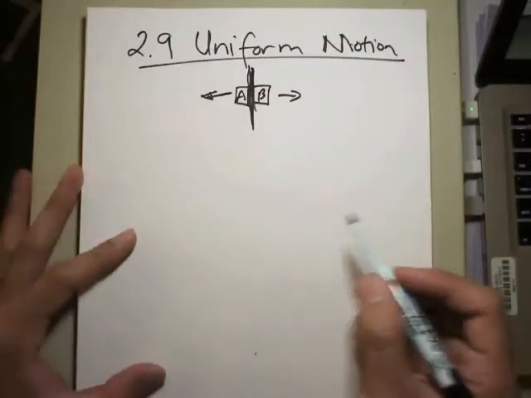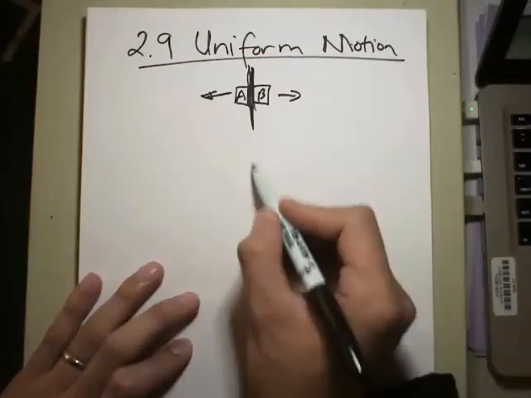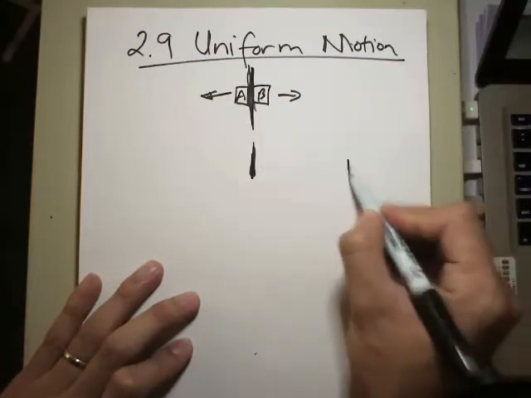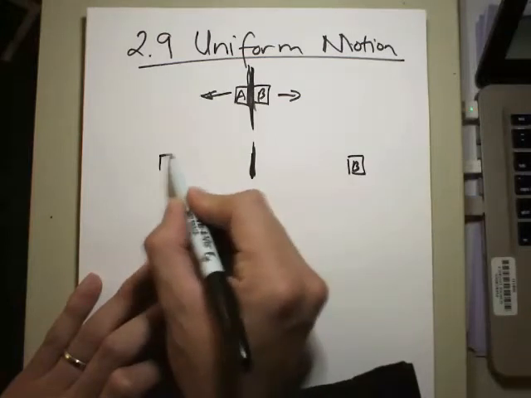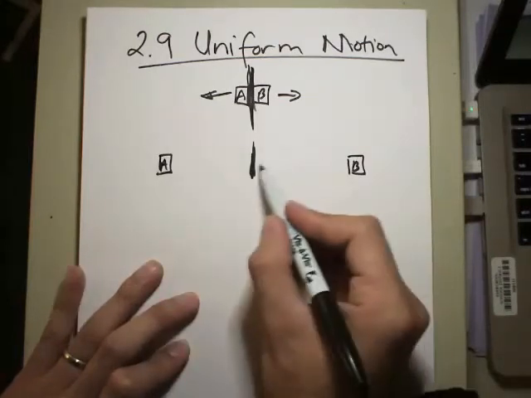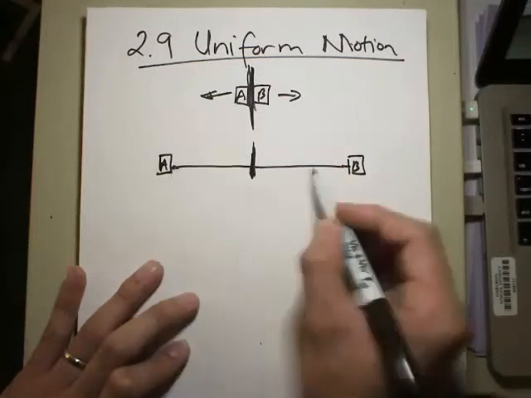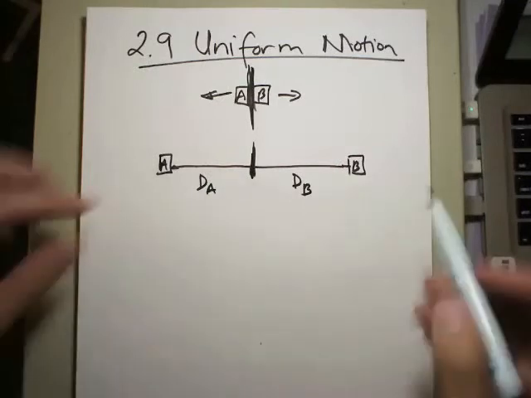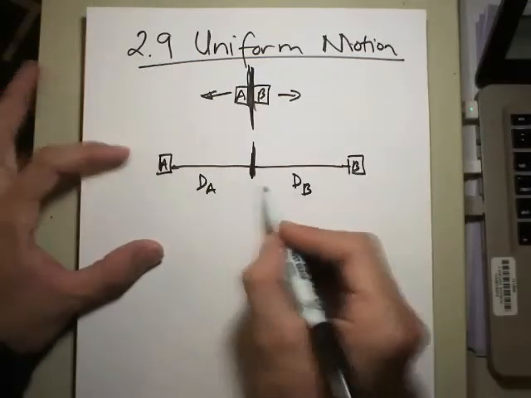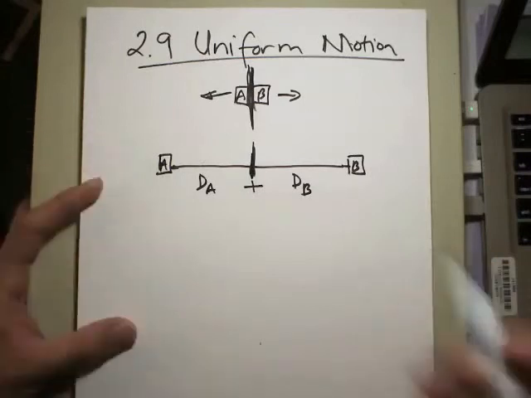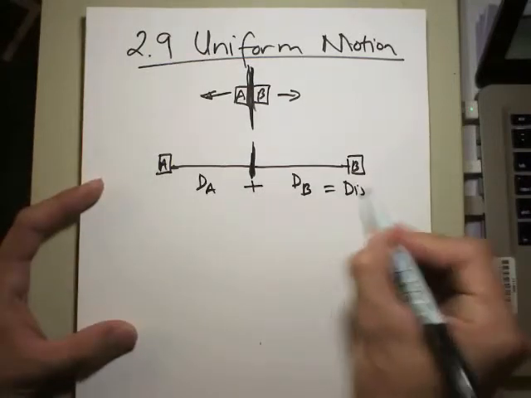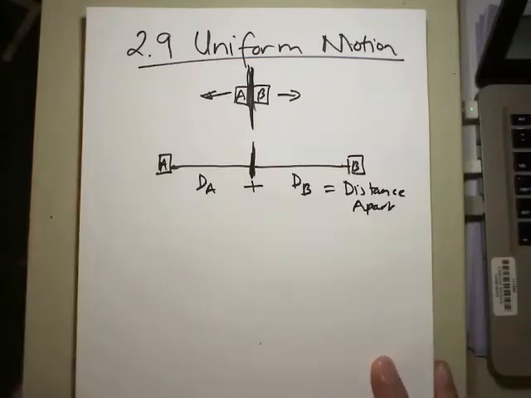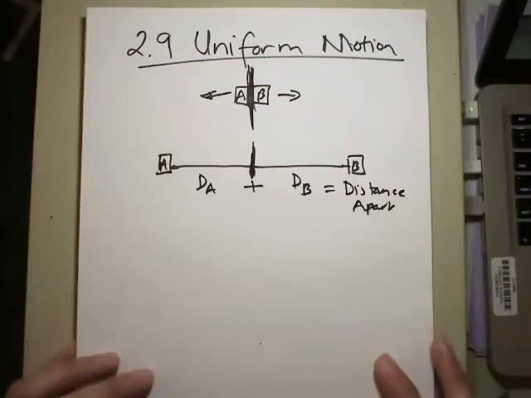Okay, and at some time later, this is still where they started off. At some time later, object B is right here, and possibly object A could be right here. They are at some distance apart. This is the distance of object B, and this is the distance of object A. So you want to find out what the distance apart is. All you have to do is add these two together to find the distance apart. Okay, so that's one scenario where you start at the same place and go in opposite directions.